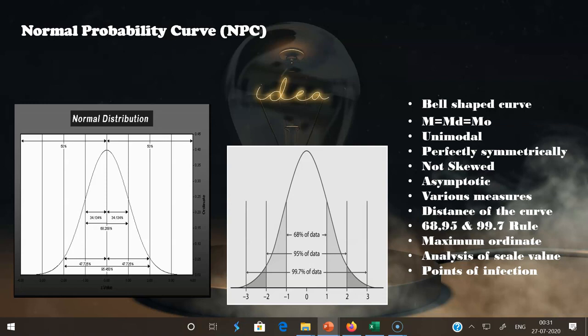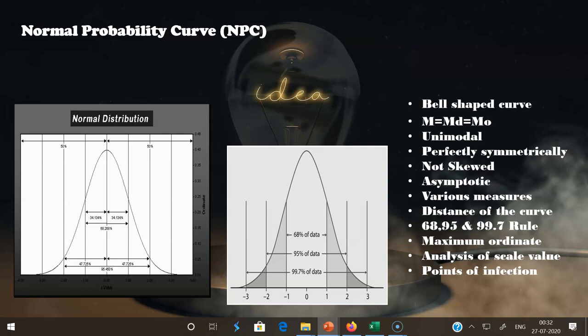The next important property is called the 68, 95, 99.7 rule. What does it mean? The distance of the curve from minus 3 sigma to plus 3 sigma covers 99.73%. The distance from minus 2 sigma to plus 2 sigma covers 95.44%. The distance from minus 1 sigma to plus 1 sigma covers 68.26%. Therefore, we use the rule as the 68, 95, 99.7 rule.